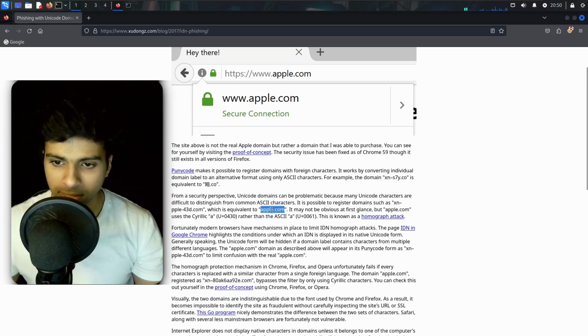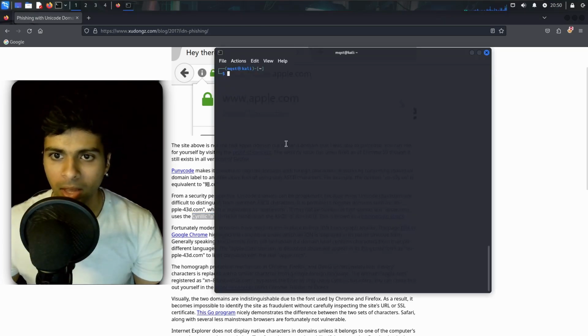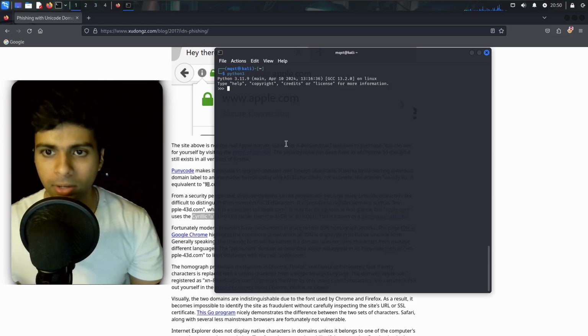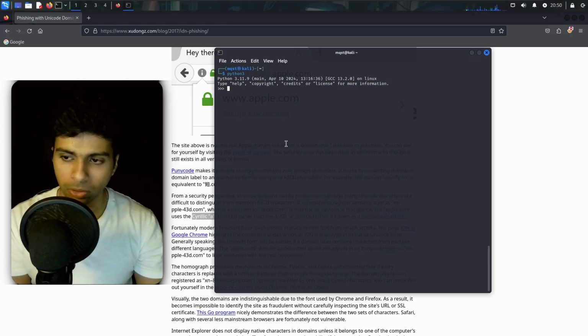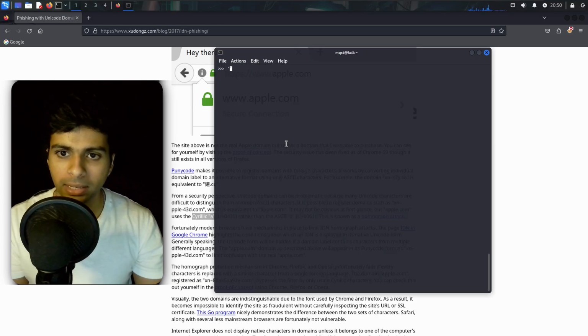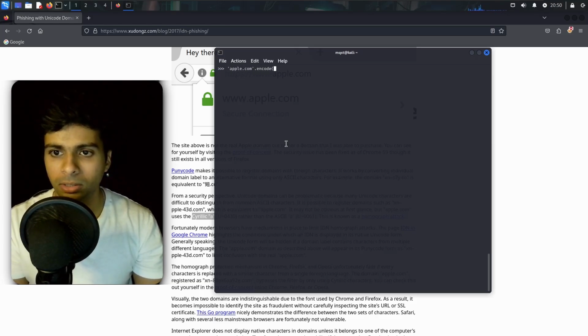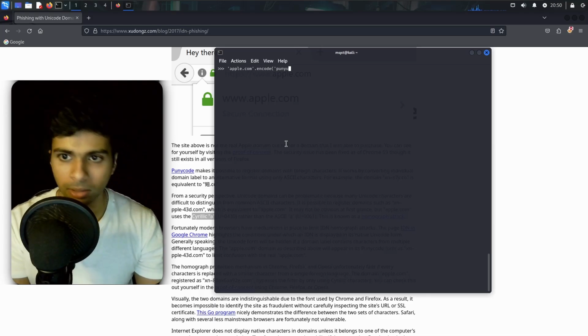So I'm going to copy this apple.com domain over here, which has the Cyrillic A included in it. And I'm actually going to start Python. I'll try to encode this apple.com domain into Punycode and show you the result. Let's paste this apple.com and use the .encode function and we will be encoding it in Punycode.